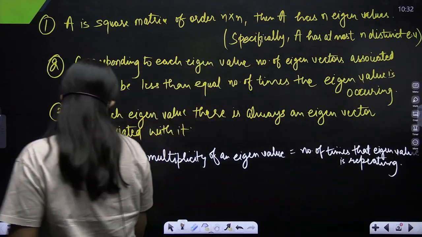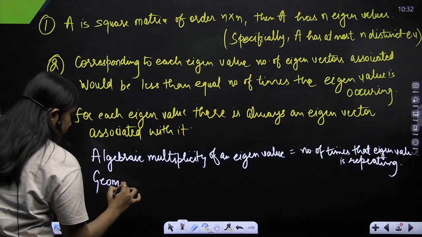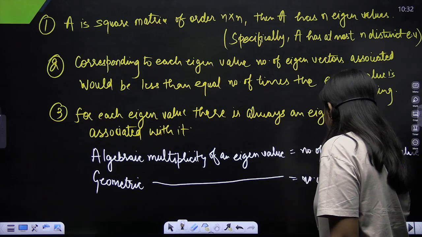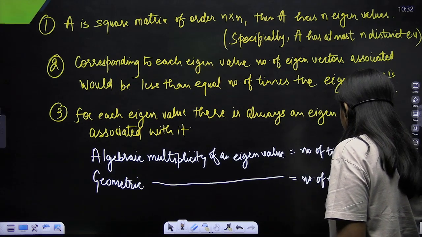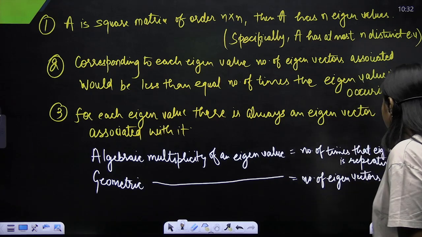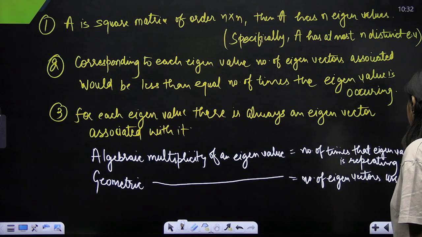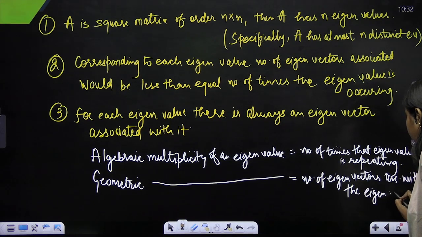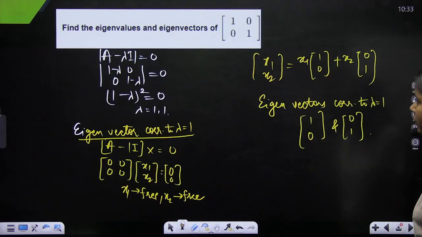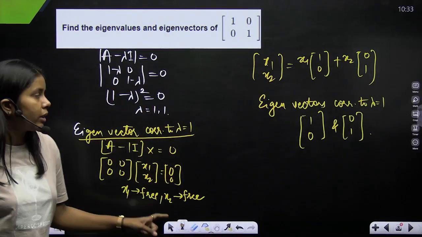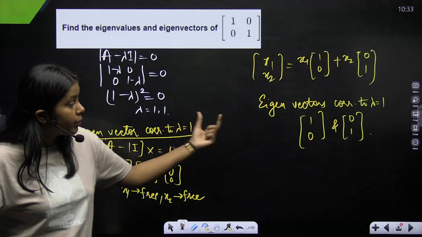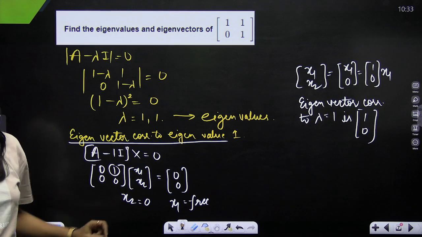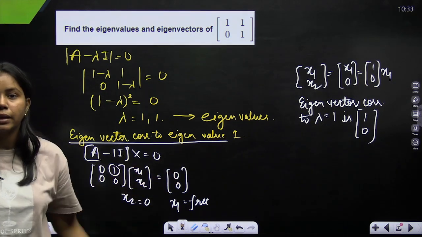And the geometric multiplicity of an eigenvalue is the number of eigenvectors associated with the eigenvalue. Right? So this is my algebraic and geometric multiplicity. If I talk about this question, what is the algebraic multiplicity of 1? 2. Geometric multiplicity of 1, because 2 eigenvectors, so 2. Algebraic multiplicity of 1 is 2, and geometric multiplicity here is 1 in this question.